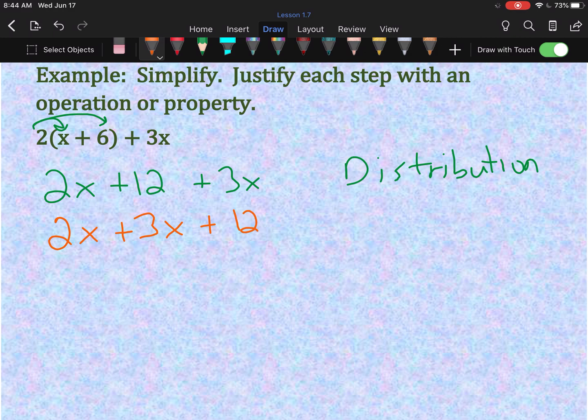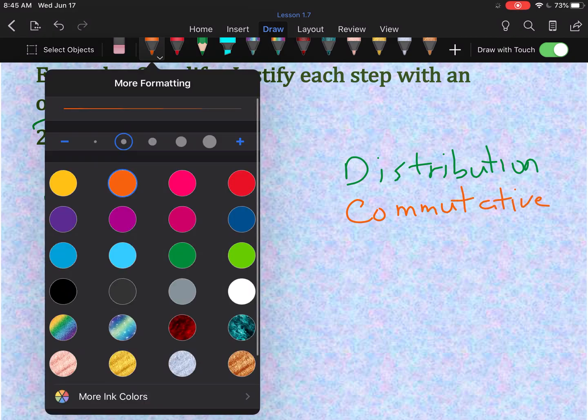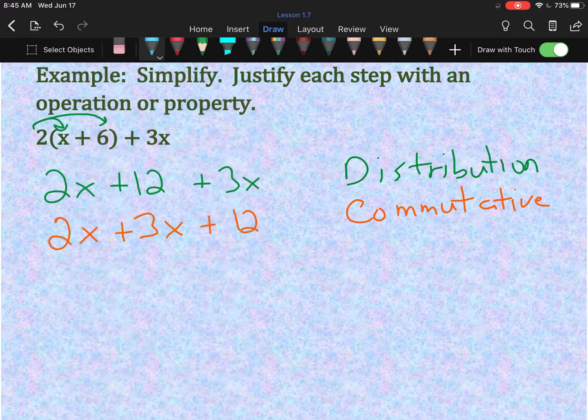We swap around the 3x and the 12. We reorder the problem. And the property that lets me do that is the commutative property. And now, because they're beside each other, I'm allowed to add 2x and 3x to make the 5x. And that is combining like terms.